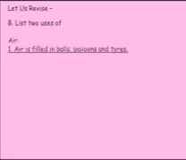Now let's list the two uses of air and water. Children, copy this in your textbook. Let us list two uses of air and two uses of water. First, uses of air. Air is filled in balls, balloons, and tires. Second use, air helps in lighting a fire to keep it burning.